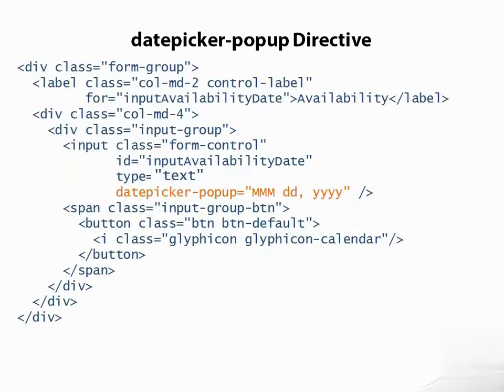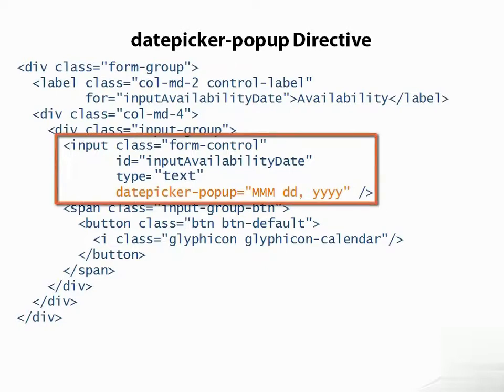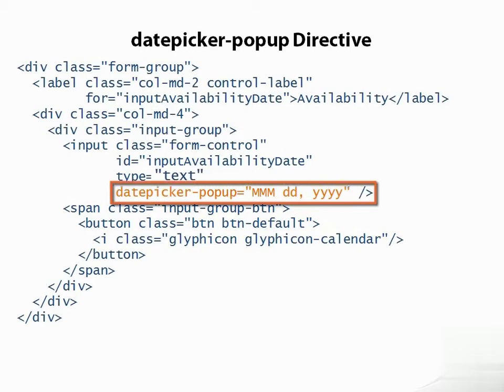In this example, we are adding a product availability date using the same layout and styling pattern we used previously. The availability date is the date that the product is available in inventory. The date picker pop-up directive is defined in the input tag. Set the directive value to the default format for display of the date. In this example, we're defining the month abbreviation, day, and year, but you can define any valid date format.